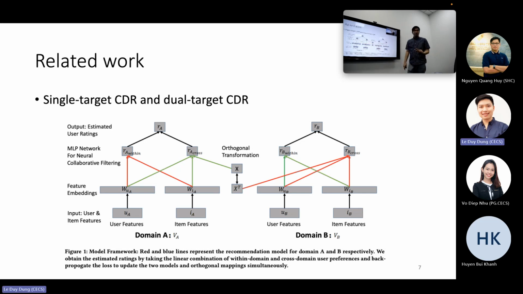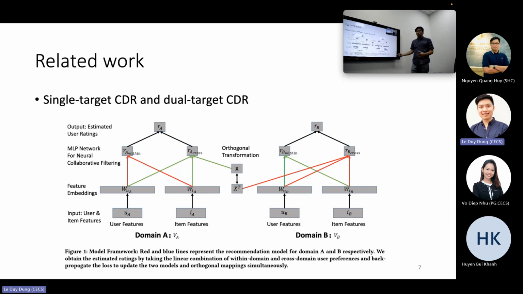The second type of multi-layer perceptron network uses information from the other domain, domain B, with an orthogonal transformation X. They add it into the learned feature embedding from domain A, and then they get output from the other multi-layer perceptron network. And then finally they get the estimated user rating.